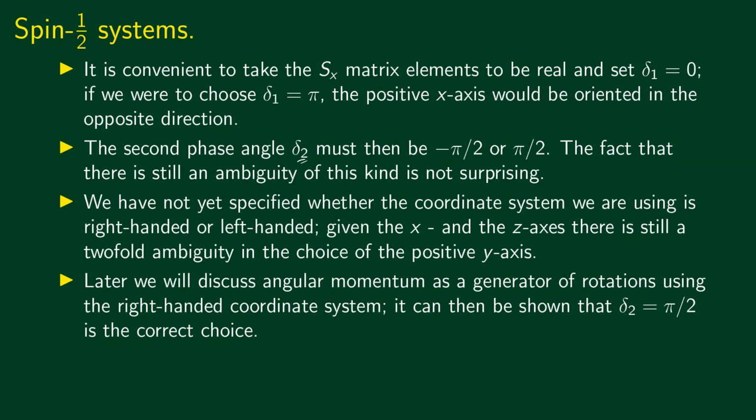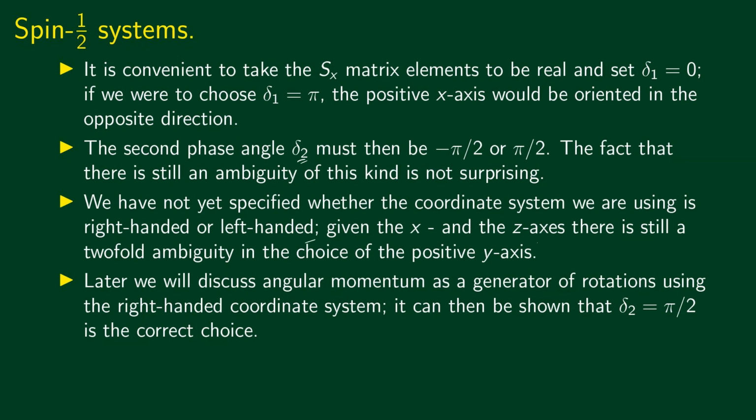It could either be plus pi by 2 or minus pi by 2. Right? This ambiguity still exists. But this ambiguity will disappear when we have specified whether the coordinate system we are using is right-handed or left-handed. Okay, so we have not made a choice of what kind of coordinate system we are using. If we are using a right-handed coordinate system, then we'll see that this angle can be pi by 2. But these things we'll discuss when we look at rotations.